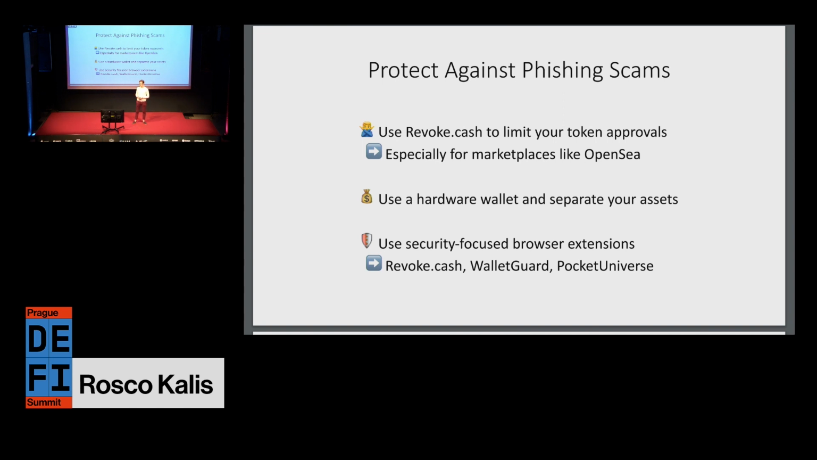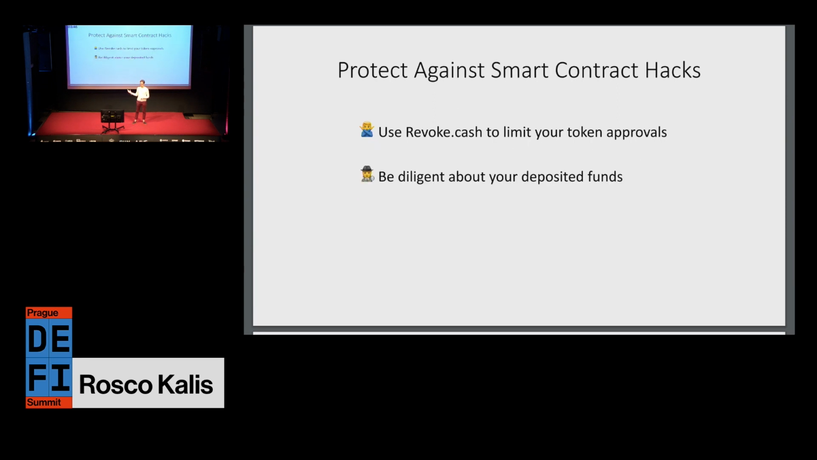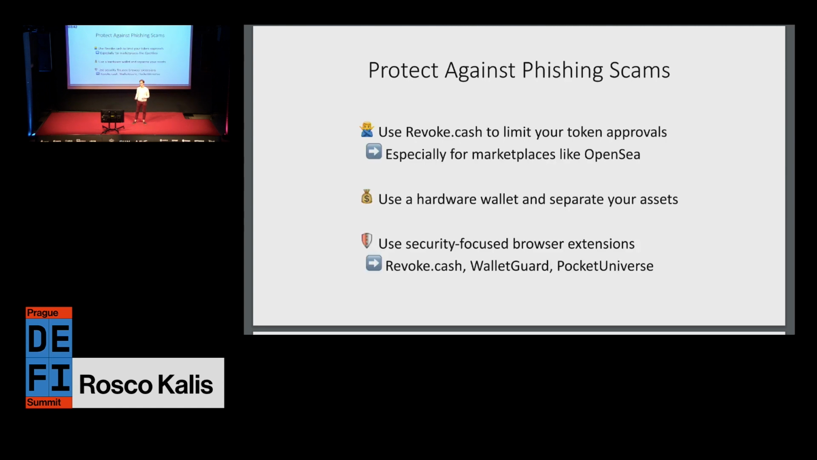One other thing is using a hardware wallet and separating your assets between the hardware wallet and maybe a hot wallet. For these kinds of smart contract hacks, using a hardware wallet isn't really going to help you. But against phishing, it can definitely be that extra step that you need to not get phished.